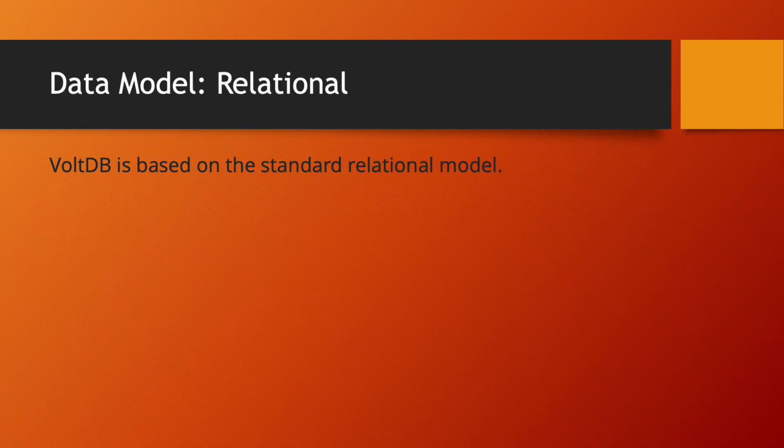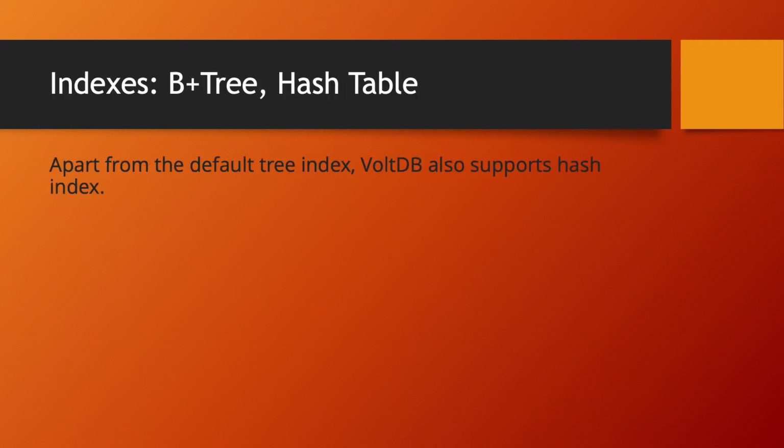VoltDB is based on the standard relational model. A relational model represents the database as a collection of relations. A relation is nothing but a table of values. Every row in the table represents a collection of related data values. These rows in tables denote a real-world entity or relationship. Apart from the default tree index, VoltDB also supports hash index.